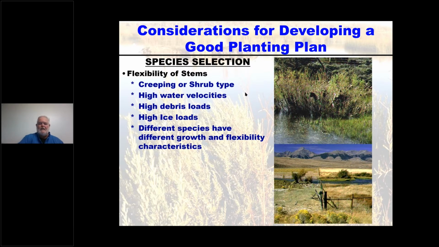So when you're looking for flexibility of stems, you want to look at creeping or shrub type species, not tree type. And you want to pay particular attention to flexibility when you're in high water velocities or high debris loads, when you're bringing down branches and trees and that kind of thing, because as they deposit, you want the stems to come back up as much as they can and function right. High ice loads, that's a big one.